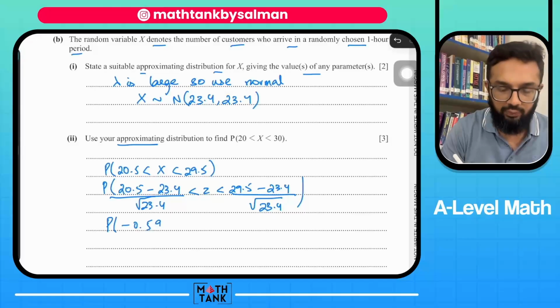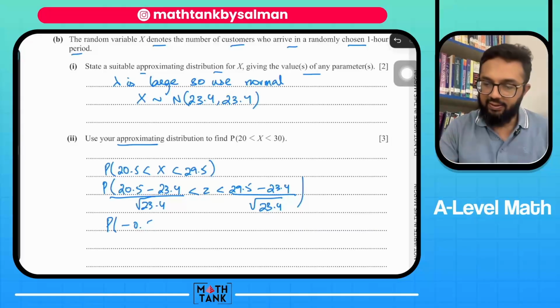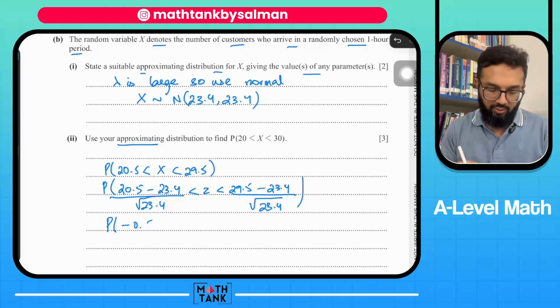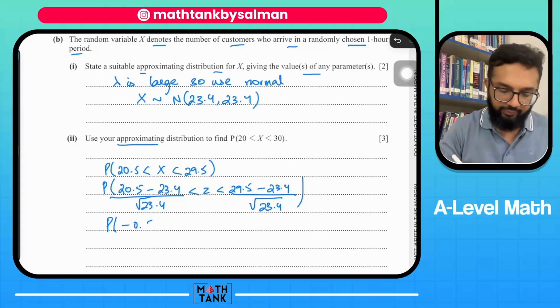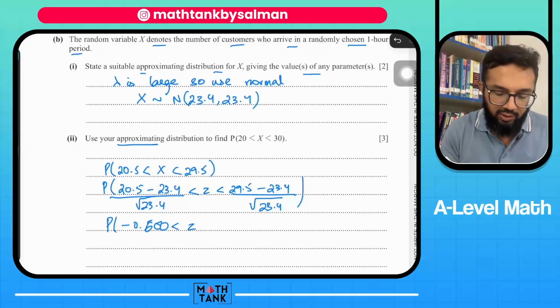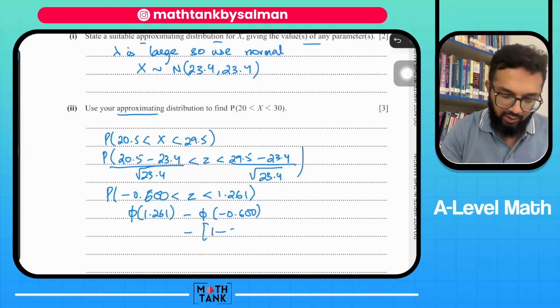So the numbers that I'm going to get are minus 0.5995. So I will have to round that off to three decimal places, right? Let me check. 20.5 minus 23.4 divided by root of 23.4 gives minus 0.600. Because it's 0.5995, I can't possibly read that from the table. So phi of 1.261 minus phi of minus 0.600, which is 1 minus phi of 0.600.